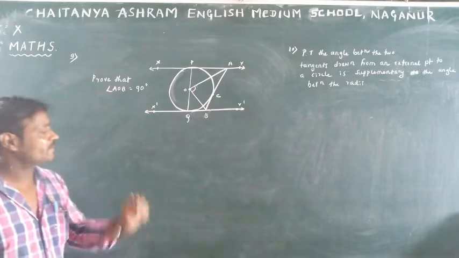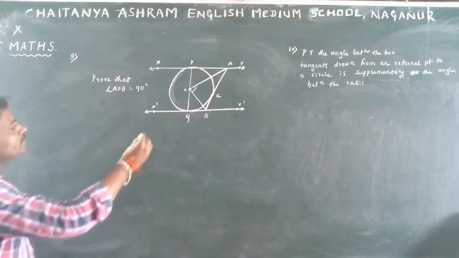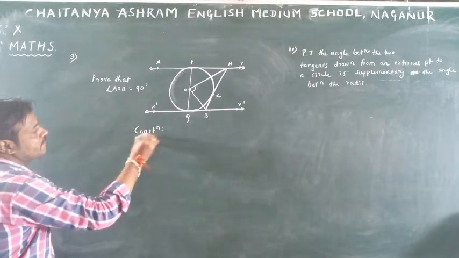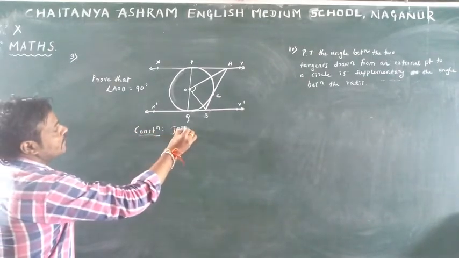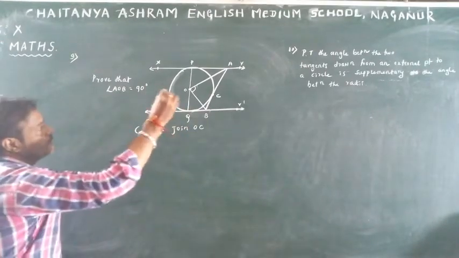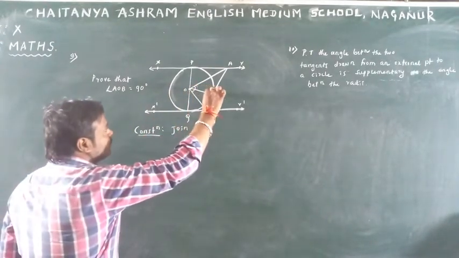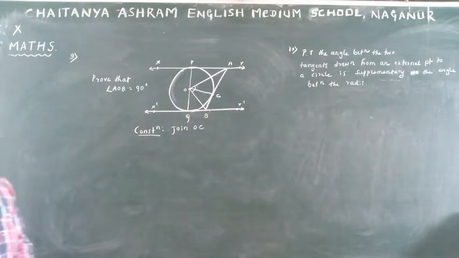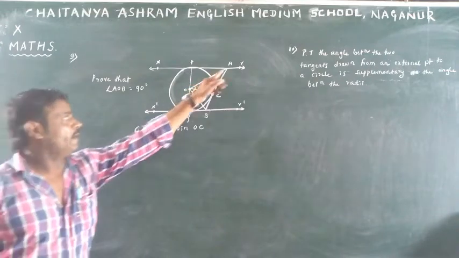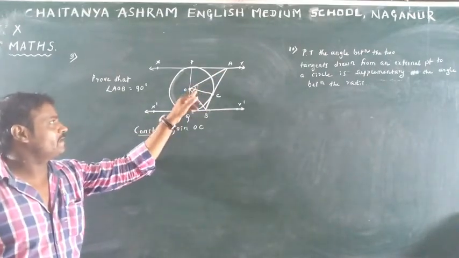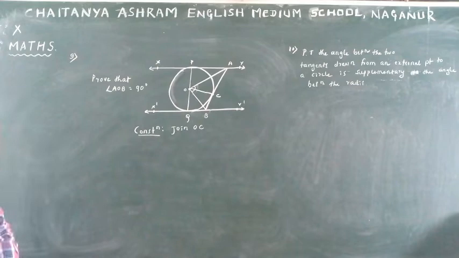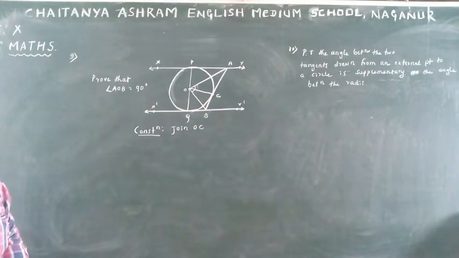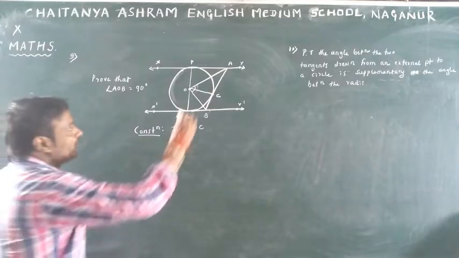To prove this, we need some construction. We join O and C. Join OC. Our intention is that at last we prove this angle AOB is 90 degrees. So we joined OC, and two triangles are formed. Compare these two triangles.